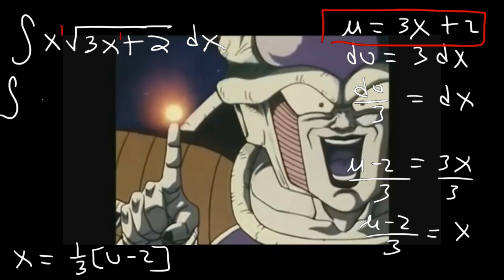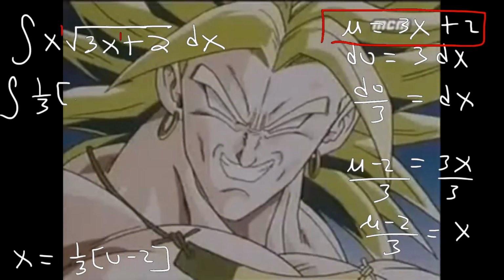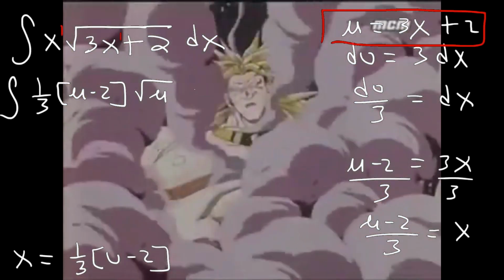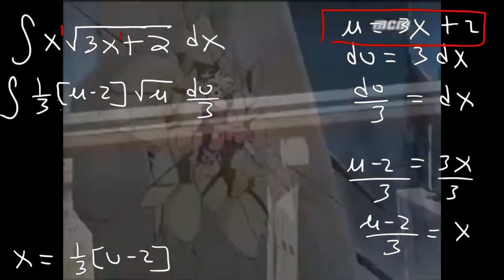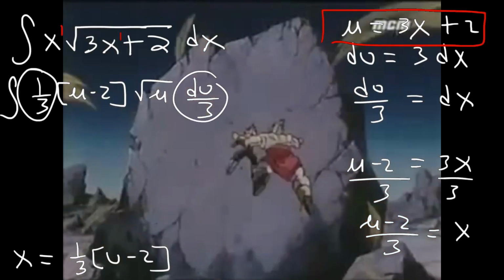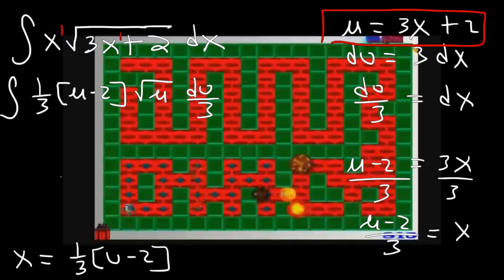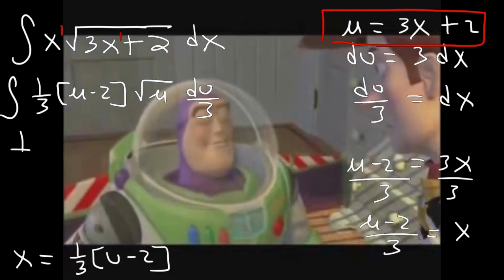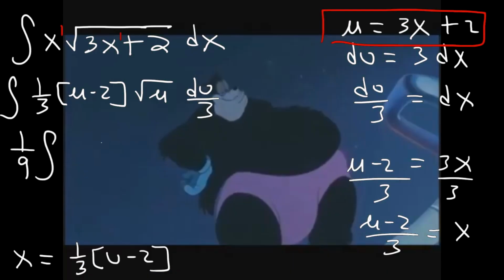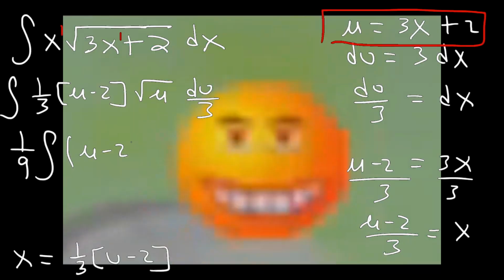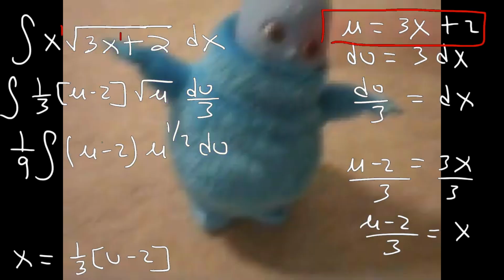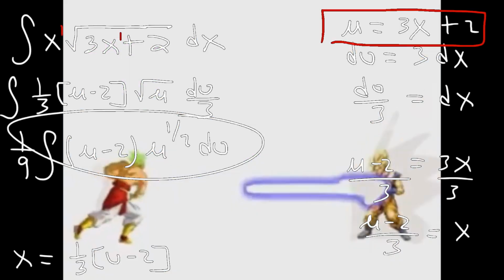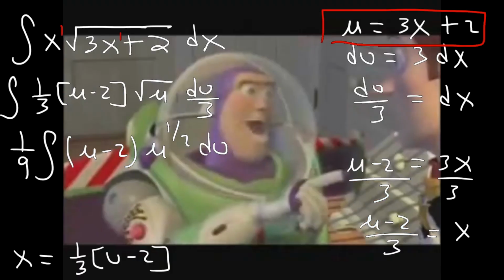So let's replace x first with 1/3 (u minus 2), and then we have the square root of u, and dx is du divided by 3. So 1/3 times du over 3, that's going to be du over 9. So I'm going to take the 1/9 and move it to the front. And then I have u minus 2, and the square root of u is u to the 1/2, and then du. So now, we only have the u variable. In this form, we can integrate it.